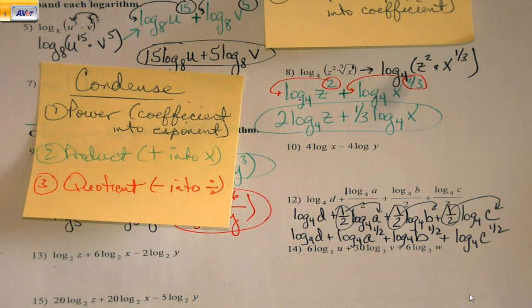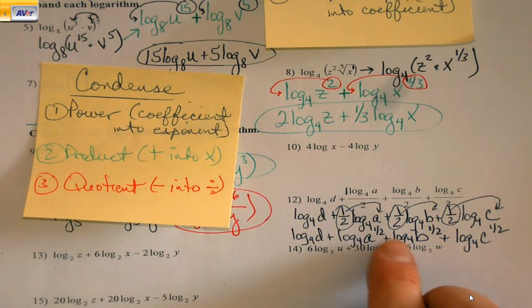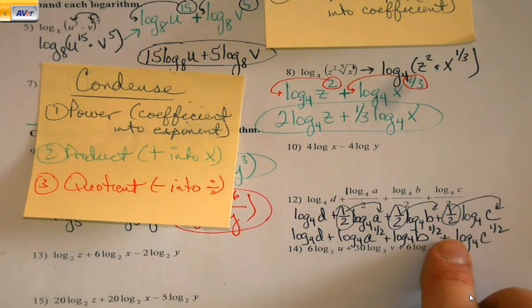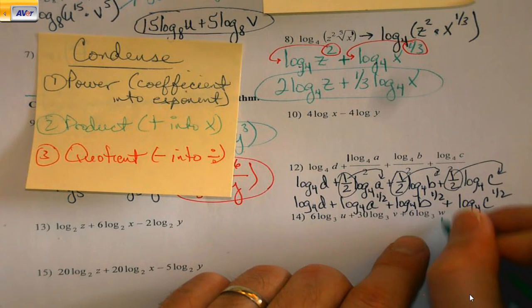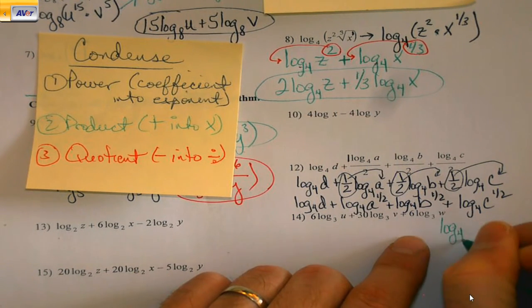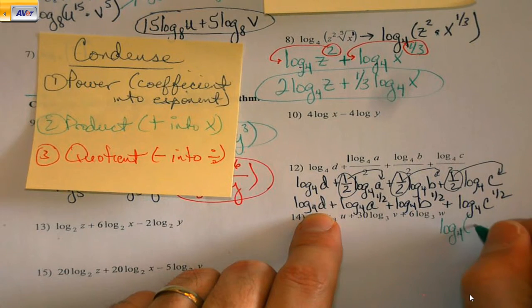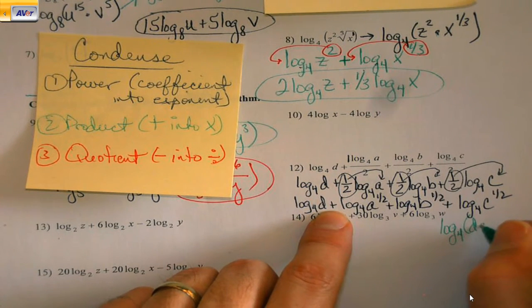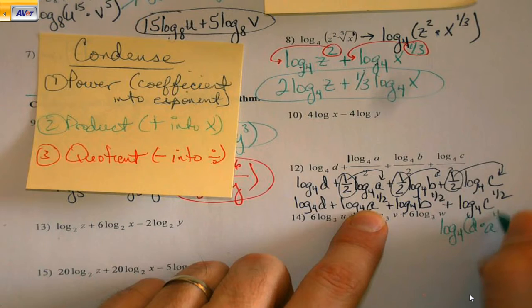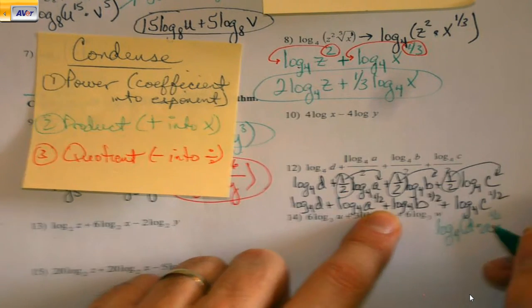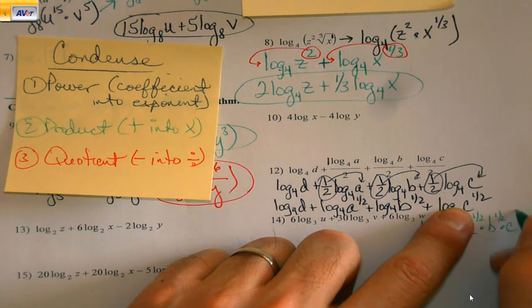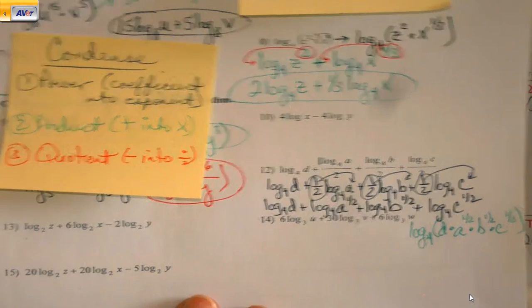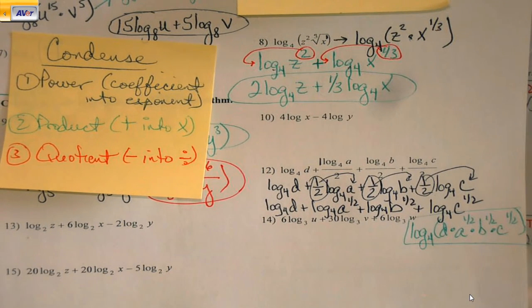So then I look, I'm like, okay, product. Plus into multiply. Plus, plus, plus. You're like, do I have to do this 3 different times? No. I would actually encourage you not to do it that way. Because that plus just means I have d times a to the 1/2 times b to the 1/2 times c to the 1/2. I am down to 1 log. I'm done.